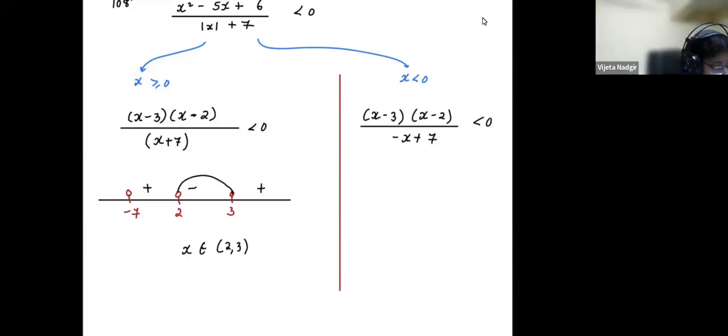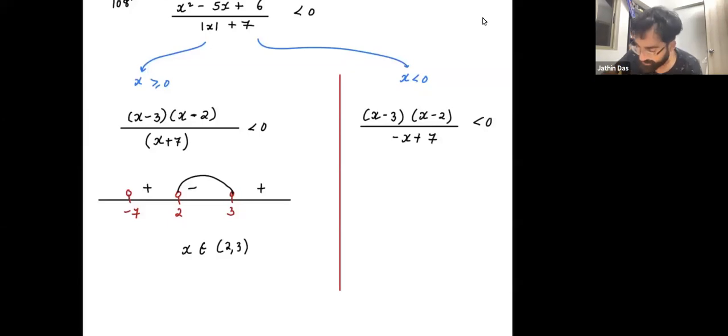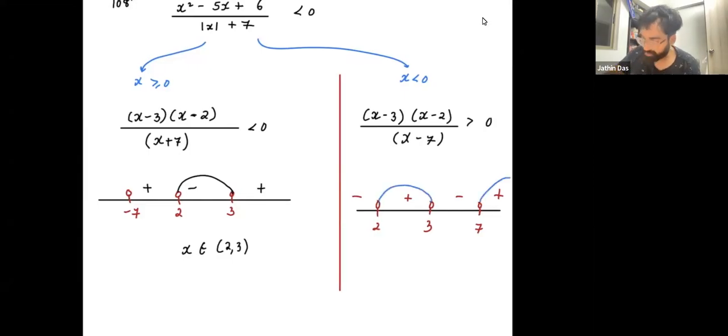So I told you coefficient of x should not be negative. So I will change it to x minus 7 and I'll change the sign also. It will be greater than 0. Okay. Now take it: 2, 3, 7, positive, negative, positive, negative. Equal to will not be included. And this and this. Okay.